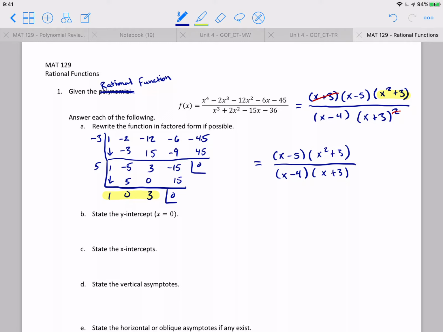Alright, now the Y-intercept, that's pretty easy. You just plug in 0, and if I plug in 0, that's the only thing left, so -45 over -36, which reduces down to 5/4. Okay.